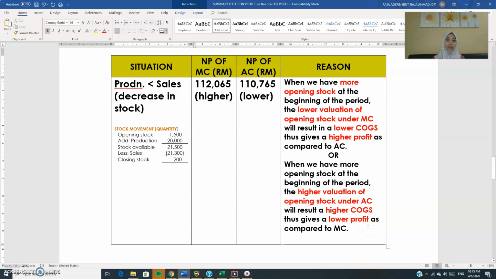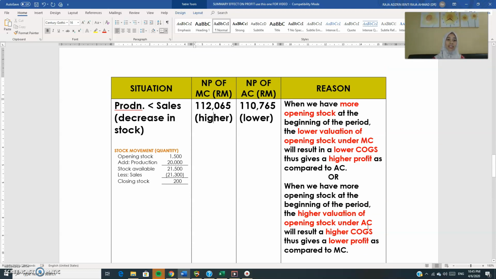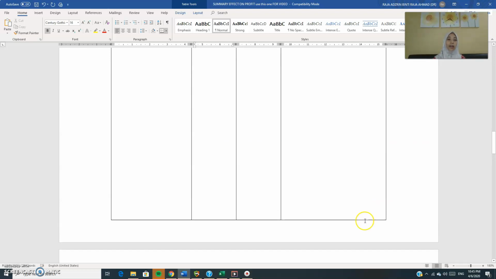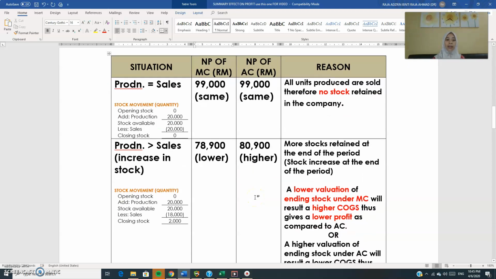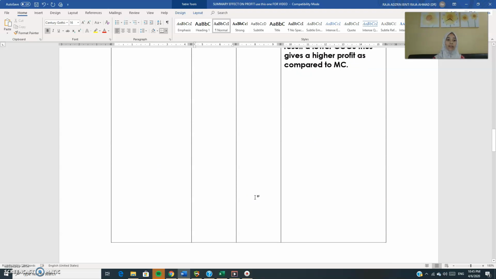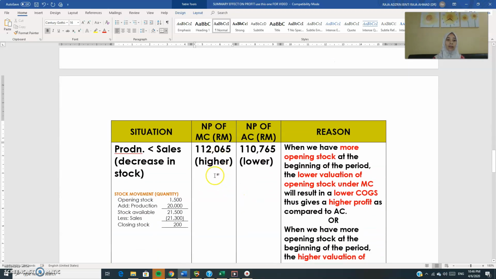So to sum it up, you need to understand these three different scenarios. In scenario 1, you have your production equals to sales. When your production equals your sales, that means your net profit reported under MC and AC remains the same. But if you have an increase in your closing stock, your net profit reported under MC will be lower, or the net profit reported under AC will be higher. And the other way around, when you have opening stock, the net profit reported under MC will be higher and the net profit reported under AC will be lower.